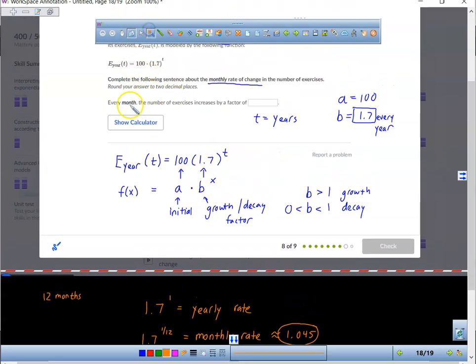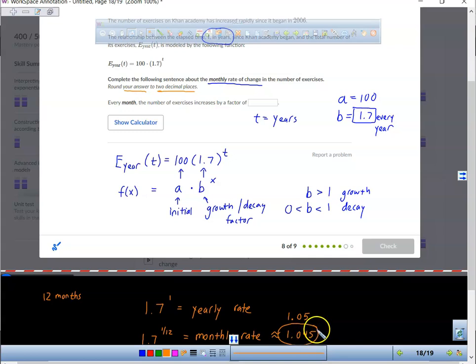Does everybody see right here it says round your answer to how many decimal places? 2. So if I want to round it to 2 decimal places, that would be 1.05. Why would I have to put a 1.05? Because if that's a 4 and then a 5, if that's a 5 or higher, it rounds up. So right here, I'm going to write 1.05.